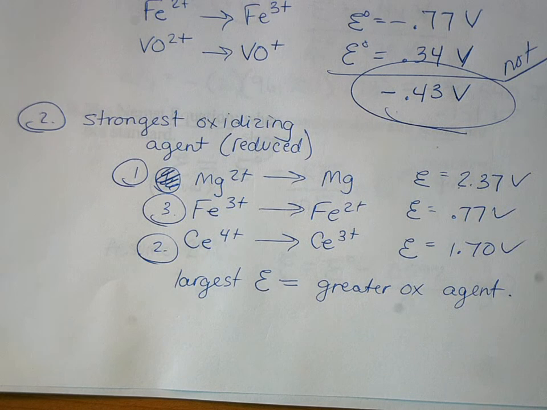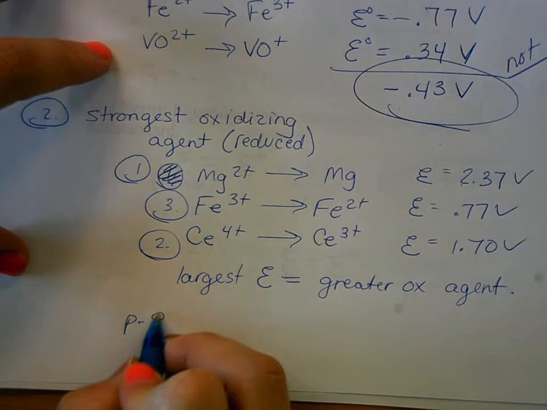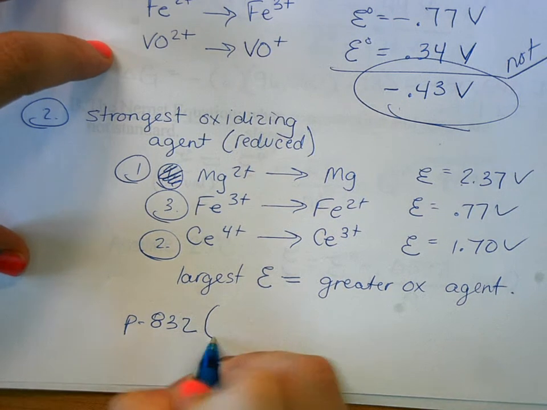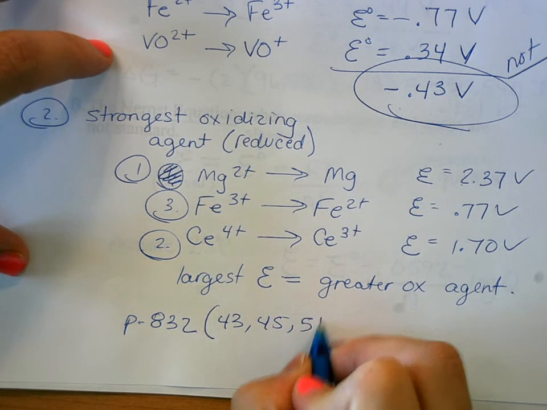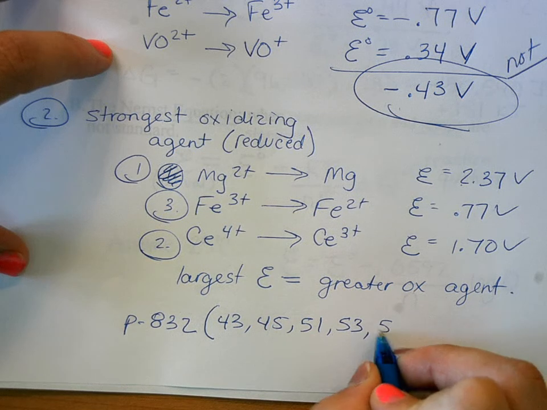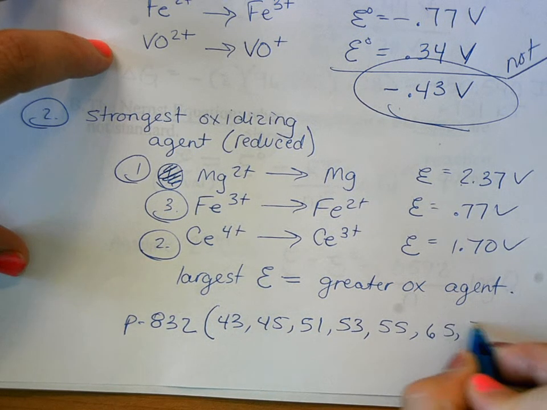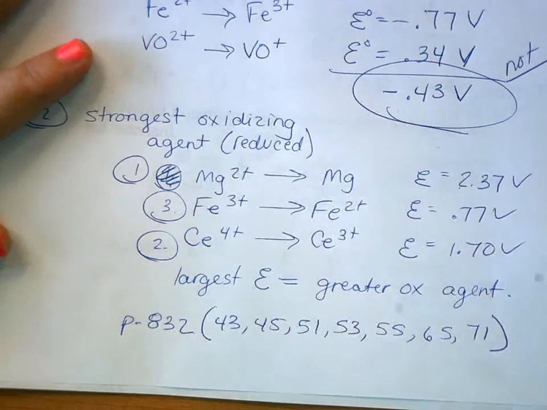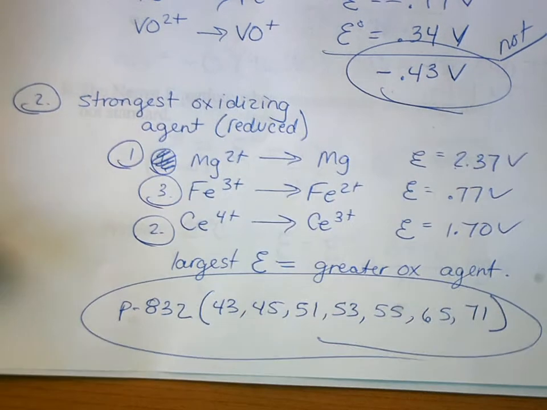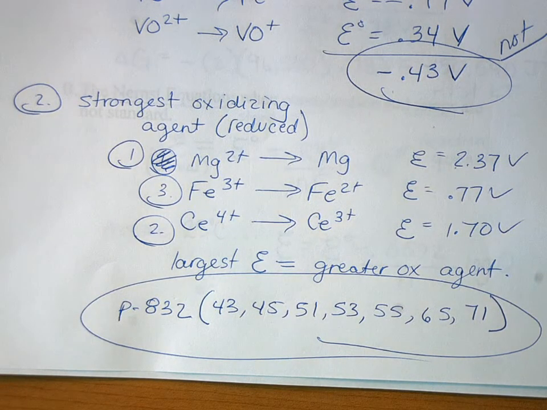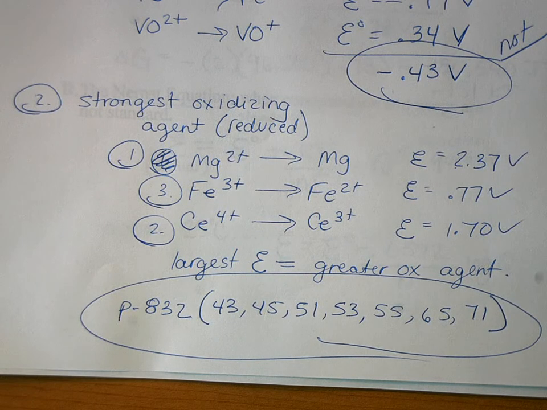That's it. I'm done. Okay, your assignment today is page 832, and you have lots of time to begin. 43, 45, 51, 53, 55, 65, 71. That's it. Start it today so that you get a lot of it done, so that you don't have to do so much for homework, because tomorrow we have our study session at 1 o'clock. I'll give you guys a practice test to work on during that time tomorrow.